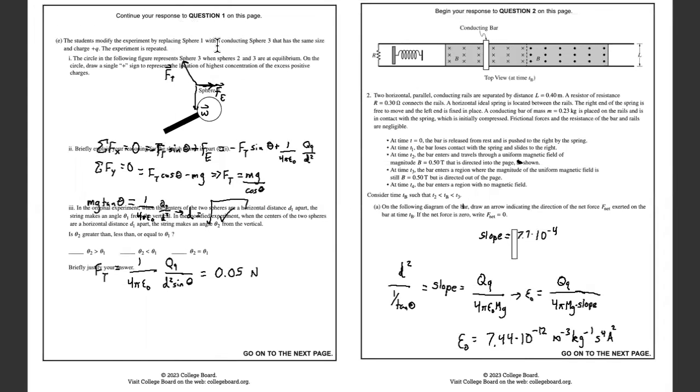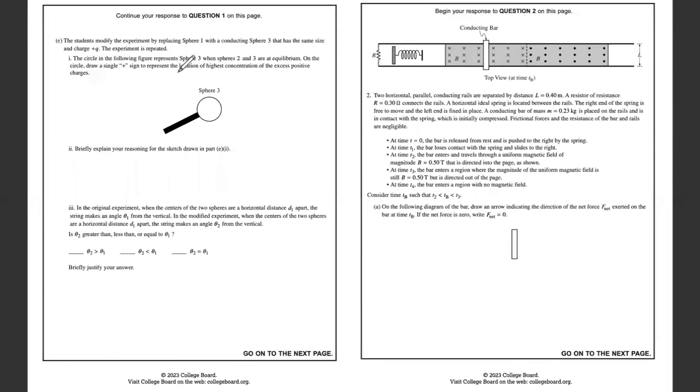We're still on question number 1, but we just have one more page left with that. So let's take a look. On this next page, we take sphere number 1 and replace it with a conducting sphere 3 with the same size and charge. And now what we're expected to do is draw a single positive charge where there's high concentration of them on sphere 3. That should be on the left side.